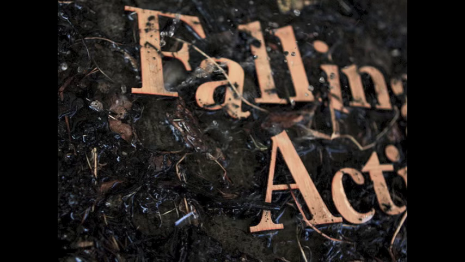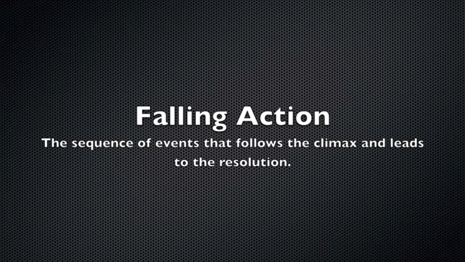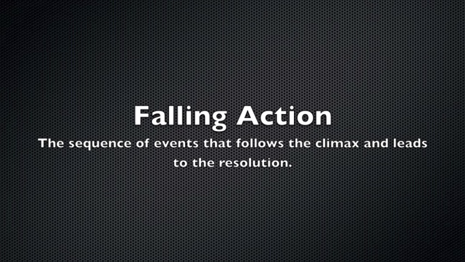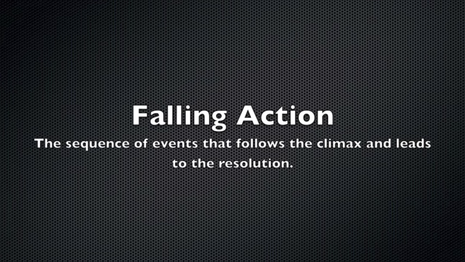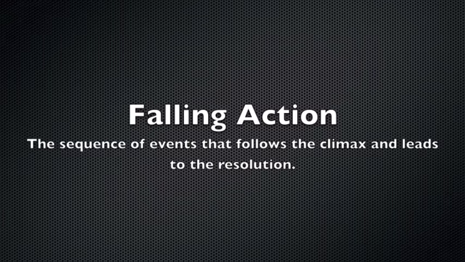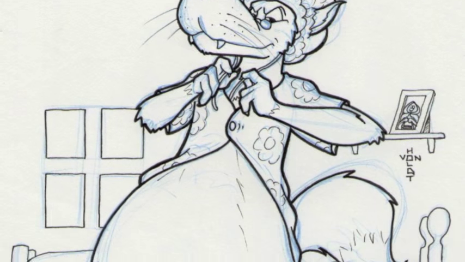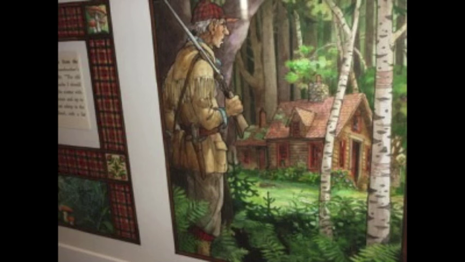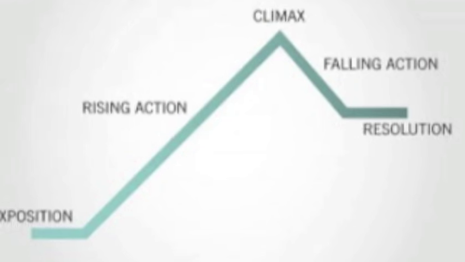The falling action is the sequence of events that follows the climax and leads to the ultimate resolution of the story. In our Little Red Riding Hood example, the falling action events are the swallowing of our fair heroine, the arrival of the hunter, and his hearing the cries of grandmother and Little Red.